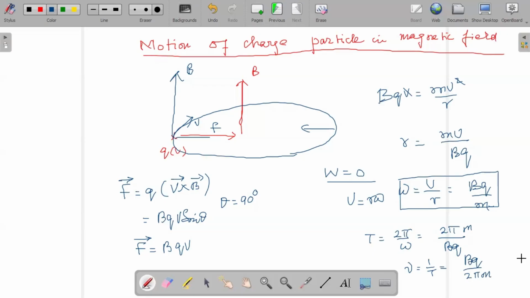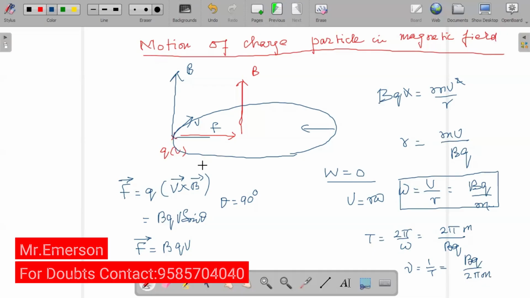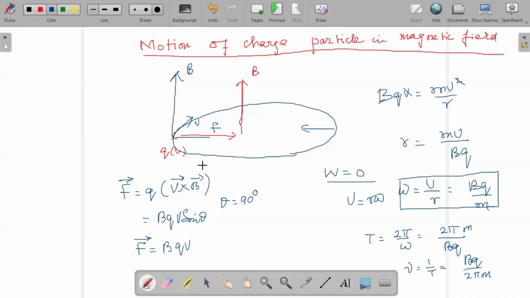Work done by the force is 0. The direction of this force that we found is determined with the help of the right hand screw rule or right hand rule, as we call it. With that we calculated the direction of the force. That's all. Motion of a charged particle in a magnetic field. So the consequence is the charged particle moves in a circle. Let us study this as a special case and move on.